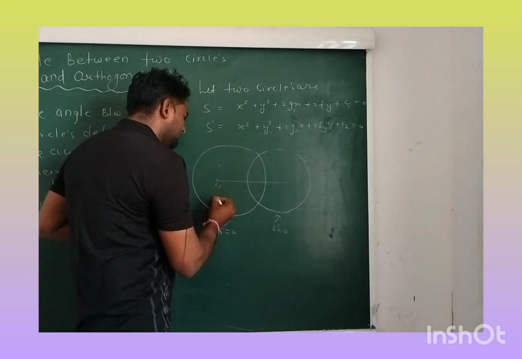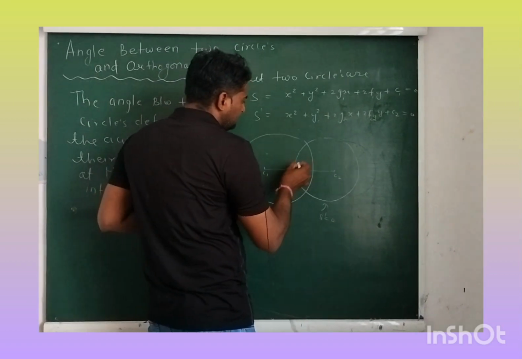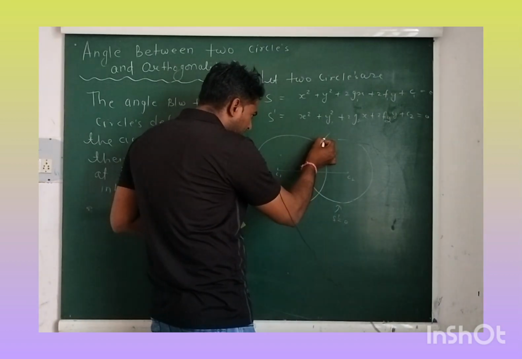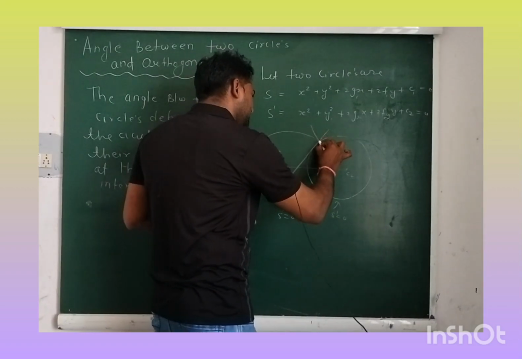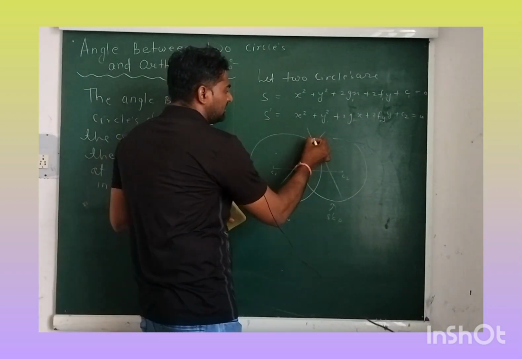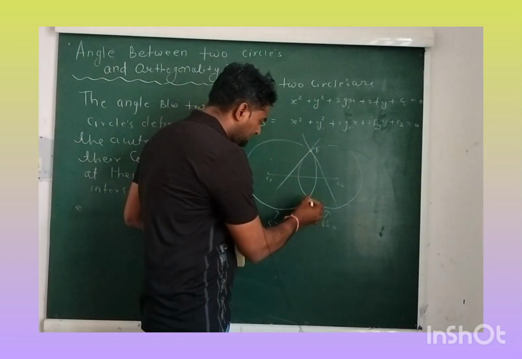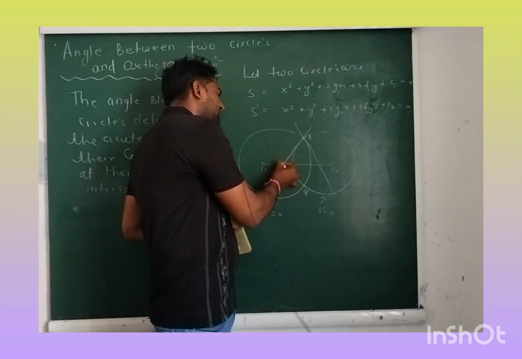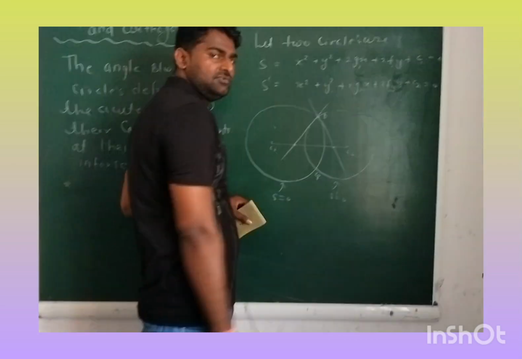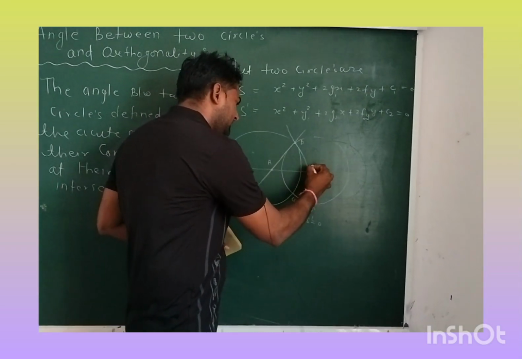Suppose this is the center of the circle C1, center C2. Now here we draw their common tangent. So this is a common tangent to the circle. Again this is a common tangent to this circle. Suppose the points of intersection of these two circles are P and this is Q. Now these tangents are cutting this line joining the centers at A and B.